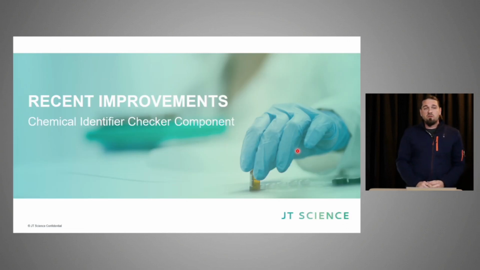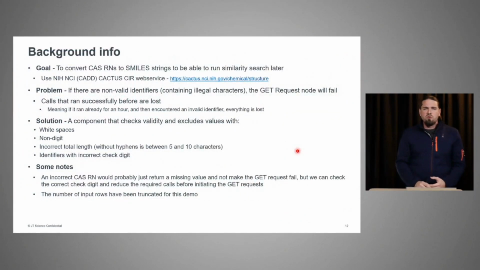So here, I'm going to talk about some of the recent improvements that we have done using KNIME as well as part of the toxicological risk assessment process. The first one is the chemical identifier checker component. So a bit of background info here, the problem we're looking at. Our problem is to be able to convert CAS registration numbers into SMILES strings to be able to run later similarity search, which I touched upon already.